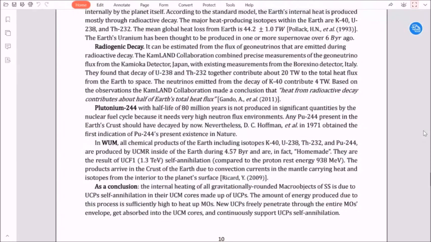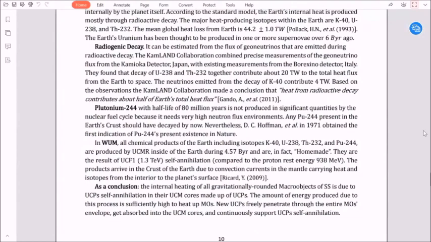Plutonium-244, with a half-life of 80 million years, is not produced in significant quantities by the nuclear fuel cycle because it needs very high neutron flux environments. Any plutonium-244 present in the Earth's crust should have decayed by now. Nevertheless, Hoffman in 1971 obtained the first indication of plutonium-244 existing in nature.